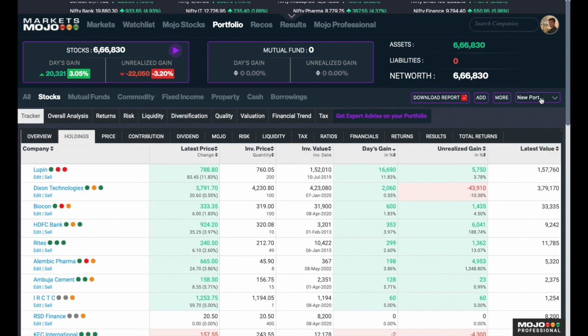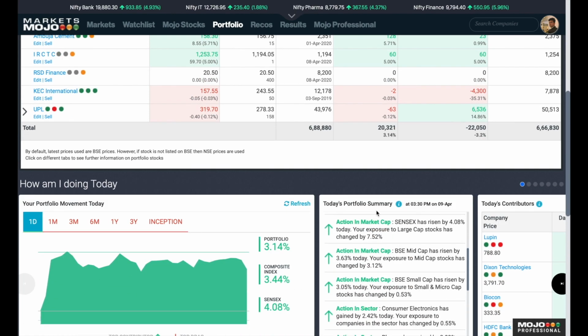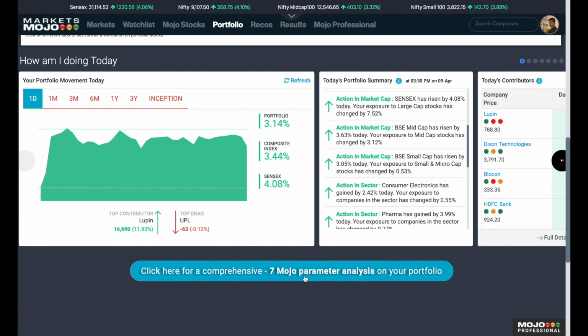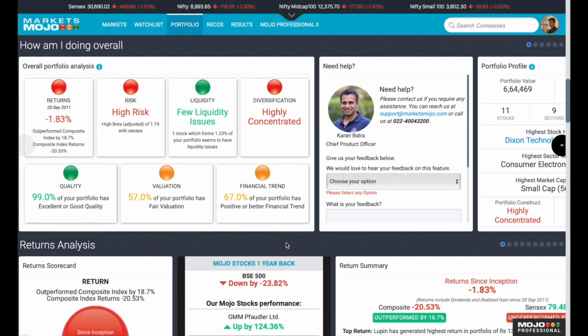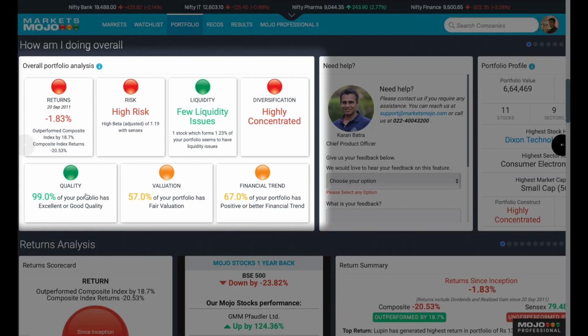Let's analyze the portfolio today using the Portfolio Analyzer. You could simply scroll below and click here for a 7 Mojo parameter analysis. In the first panel, we get a brief insight on how the portfolio is performing across 7 different parameters.